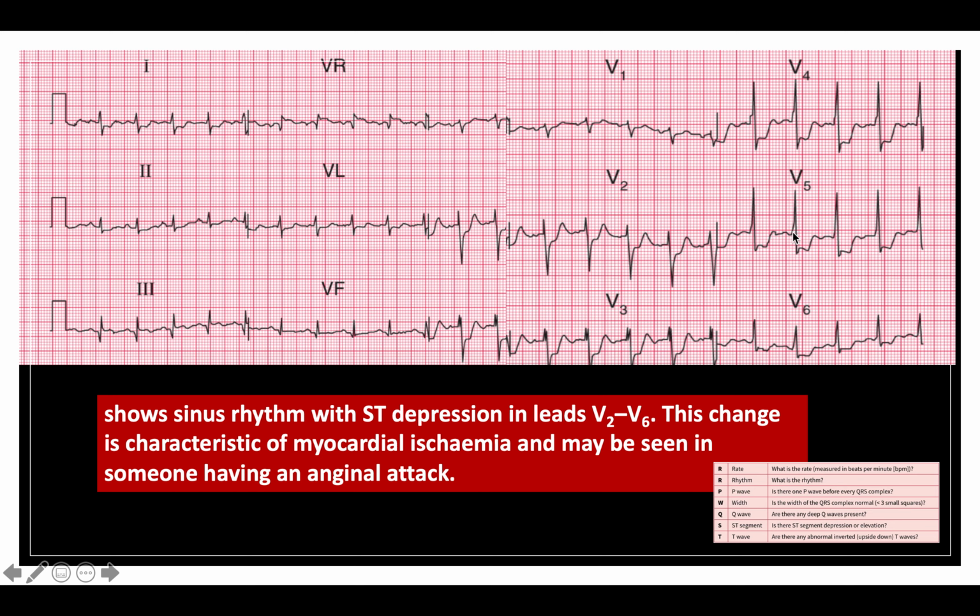In V5 and V6 again you can see a Q and then an R wave and then a huge depression in the ST segment. There is clearly evidence of ST segment depression. There is no elevation in this case.